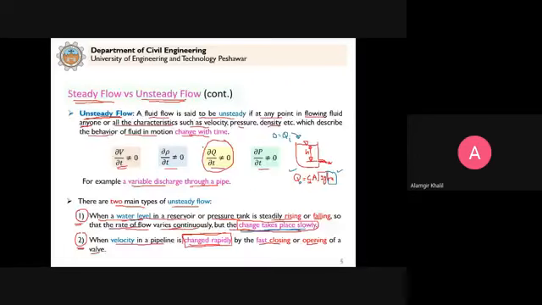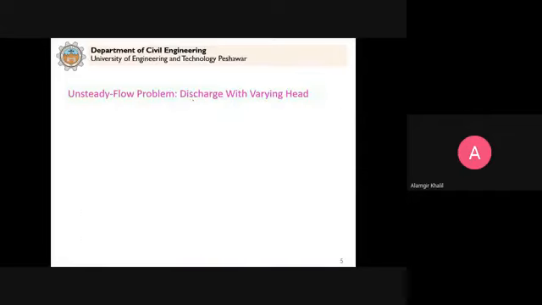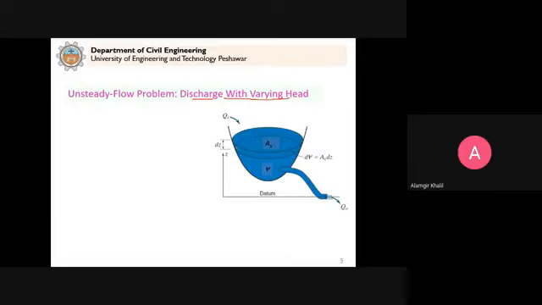So now we start with the first type of unsteady flow problems: discharge with varying head. Before we try to develop an equation, in this case we consider an arbitrary shaped tank. In this tank, you can see that there is an inflow. The inflow to the tank is denoted by Qi, and from the tank we have the outflow, which is Q naught.